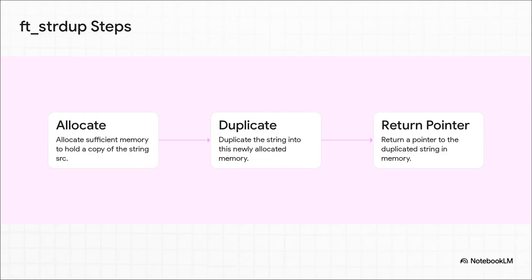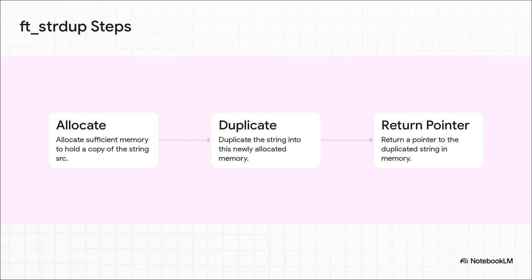So how do we actually pull off this deep copy in code? Well, here is your step-by-step blueprint. Step 1, measure the length of the source string. You obviously can't allocate memory if you don't know exactly how much you need, right? So you'll need to count the characters until you hit the null terminator.